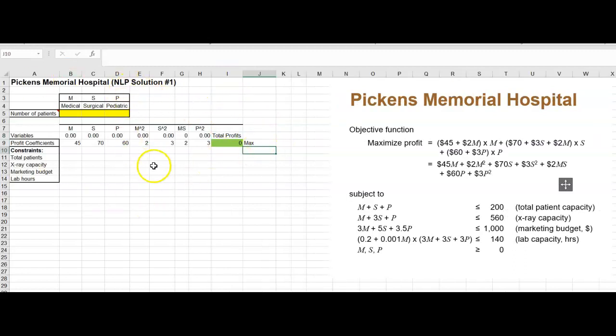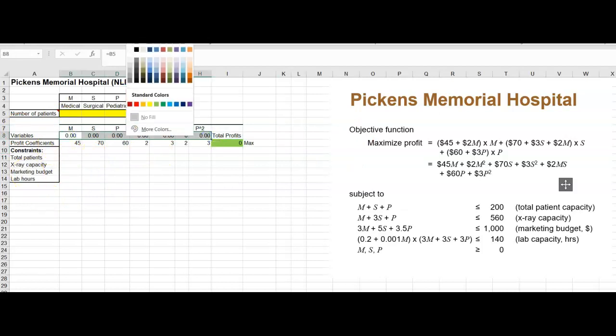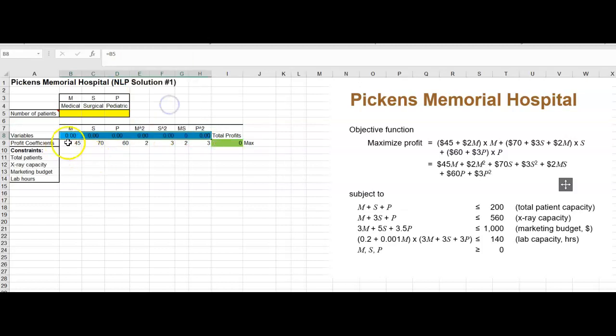So now that we've added our objective function, in order to remain consistent with our color coding, I want to put these cells in blue so that I remember these zeros are not coming from manually entering zeros here. Instead, they are because of the formulas that are inside these cells. So that's what this blue color is going to remind me of.